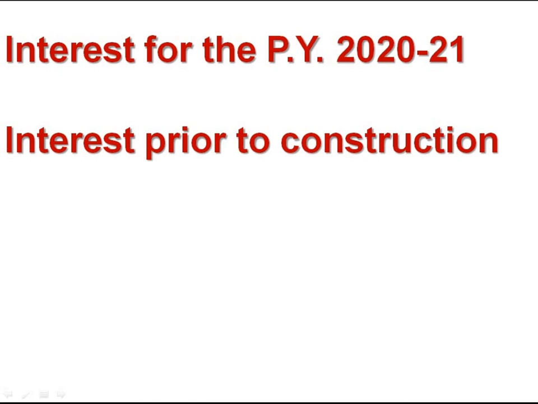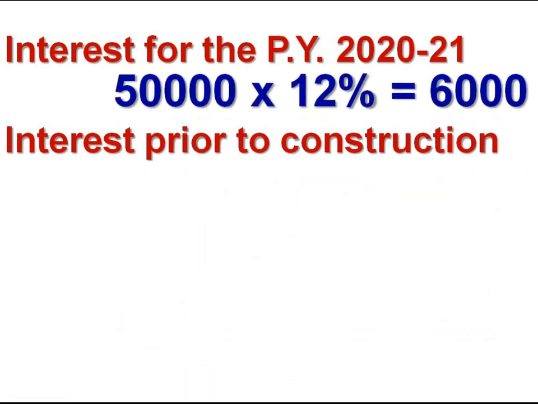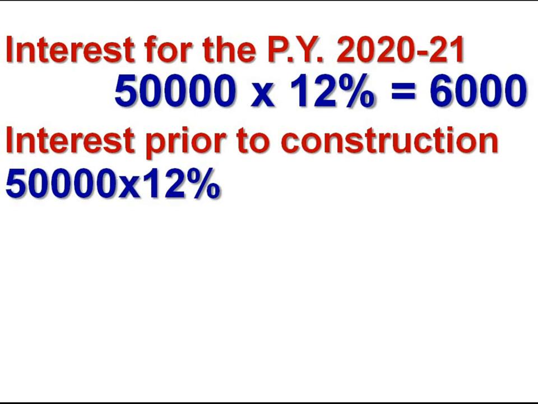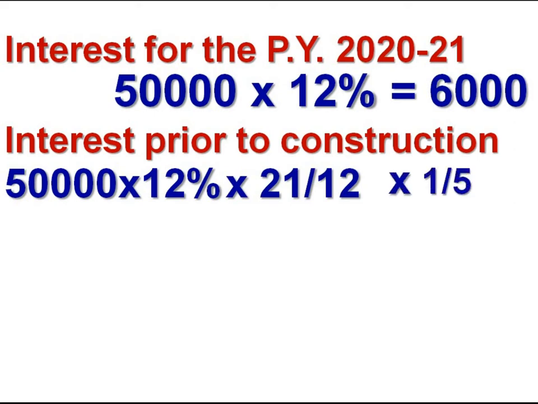We know the amount of loan is rupees 50,000, rate of interest 12%. Interest for the previous year: amount of loan 50,000 into rate of interest 12%, 6,000. Then interest prior to construction: amount of loan into rate of interest 12% for 21 months, that is into 21/12, 21 മാസത്തേക്ക് 21/12 into 1/5, because interest prior to construction is allowed as deduction in 5 equal annual installments.